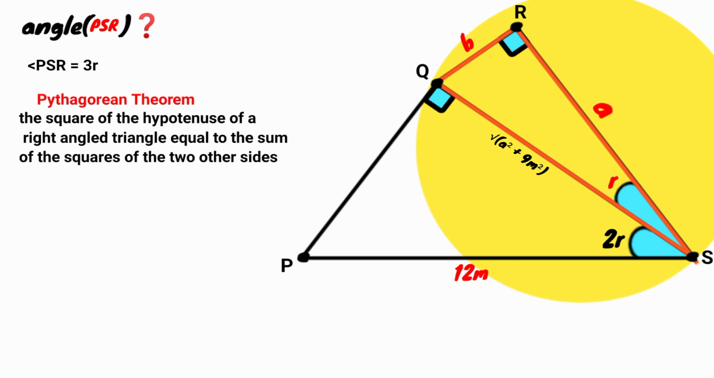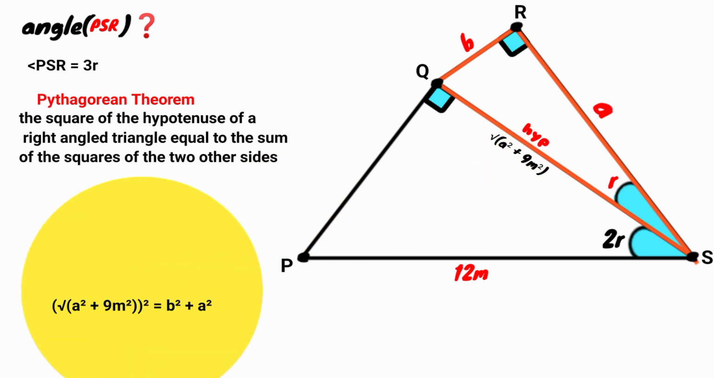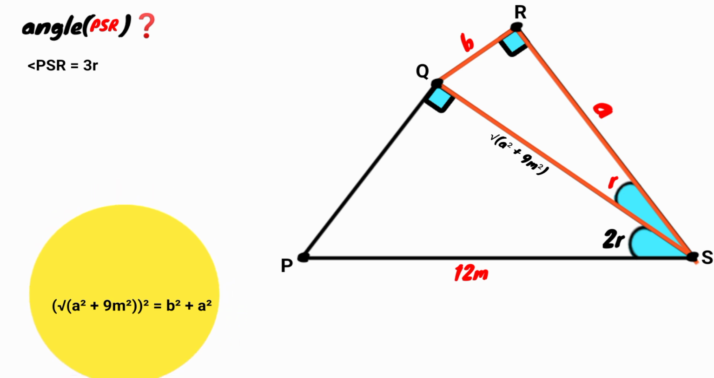The Pythagorean theorem states that the square of the length of the hypotenuse of a right angle triangle is equal to the sum of the squares of the lengths of the two other sides. The hypotenuse is the side facing the right angle, which is this here. So by Pythagoras, the square root of A squared plus 9 meters squared, all squared, equals B squared plus A squared. Here, square root cancels square. This A squared eliminates this A squared. So 9 meters squared equals B squared. That is, B squared equals 9 meters squared.